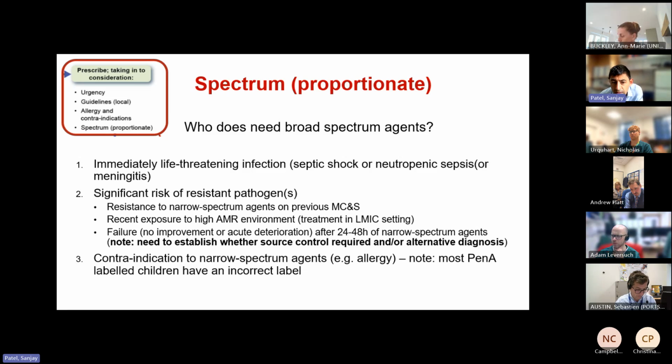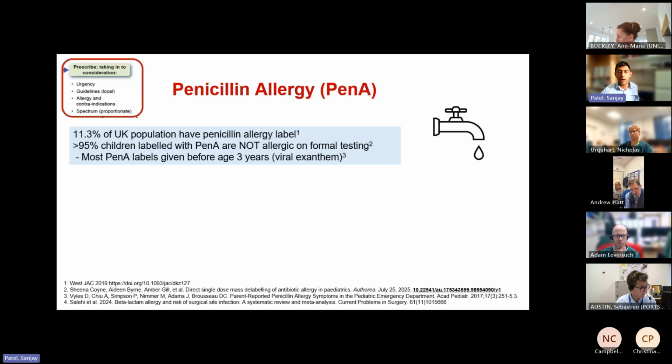And occasionally, and this is rare, they've got a proper penicillin allergy. So we'll briefly talk about this. More than 10% of the UK population have a penicillin allergy. That allergy is often applied in childhood. However, having it applied in childhood almost invariably means that you don't have a penicillin allergy. Over 95% of children labeled as penicillin allergic are not actually allergic to penicillin when they're formally challenged with penicillin or a beta-lactam.